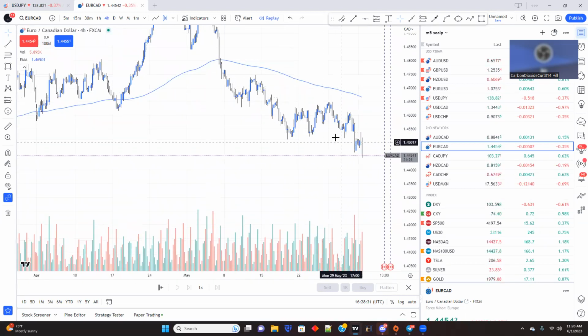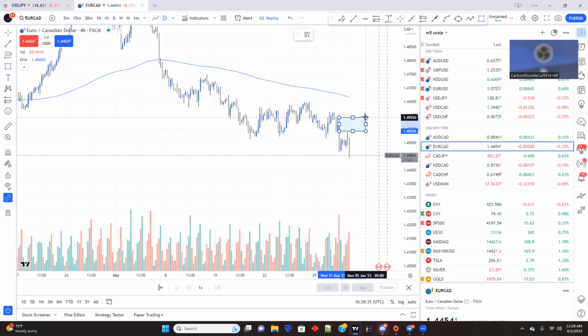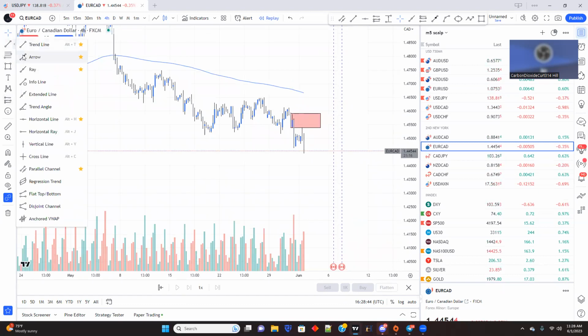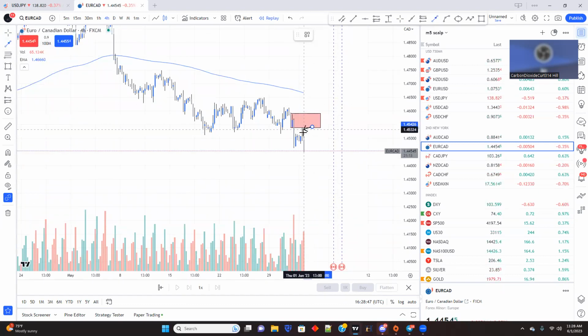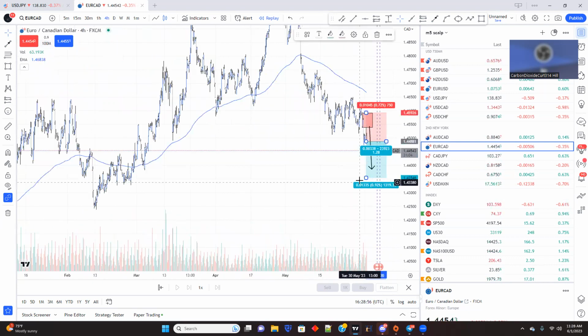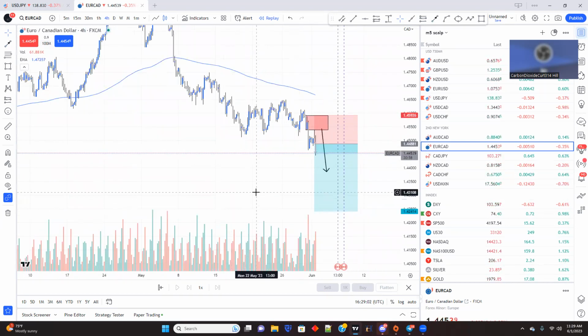I'd rather you take sells on stuff like this, and especially now that I'm looking at it, there's a supply right there. Did it tap it? Yep, it tapped that supply right there. Most likely, EuroCAD is going to continue down. Especially since it broke. There's the candle, and that's the break of the candle right there. So stops below that zone, and it's probably going to come down and take out the sell side liquidity that's right there. There's no point of looking for buys on this.